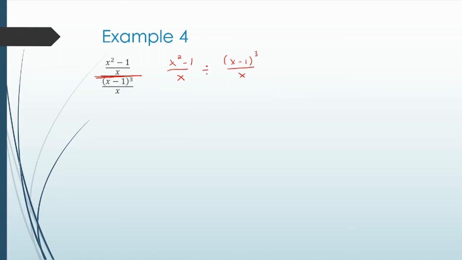So once you've rewritten that, then you want to flip and multiply. So the first fraction remains the same, x squared minus 1 over x. Then we have multiplication, and then we flip. x over x minus 1 cubed. Now it's the domain step. So I have x cannot equal 0 from the first fraction.